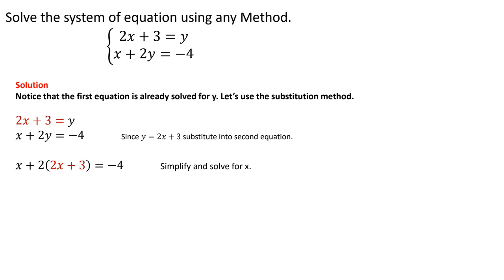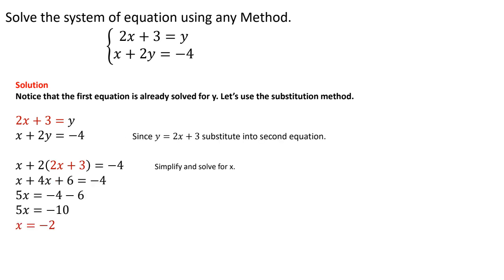So we're going to simplify to solve for x. The first thing I have to do is distribute by 2. Once I distribute that 2 to the 2x plus 3, I get 4x plus 6. I'm going to combine my like terms. So now x plus 4x is 5x. I'm going to move the 6 to the other side by subtracting 6 on both sides, and I get a negative 10. So to solve for x, I'm just going to divide by 5 on both sides. So x is equal to negative 2.